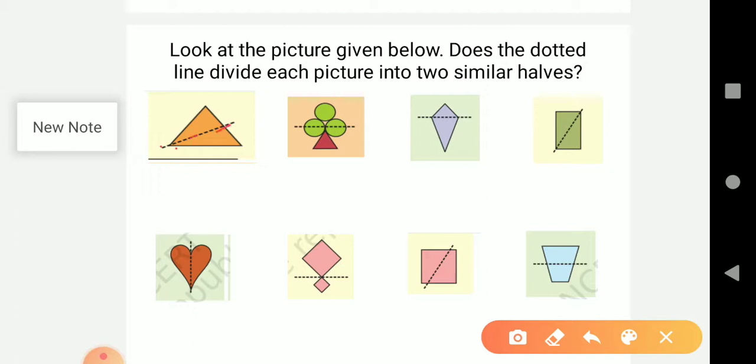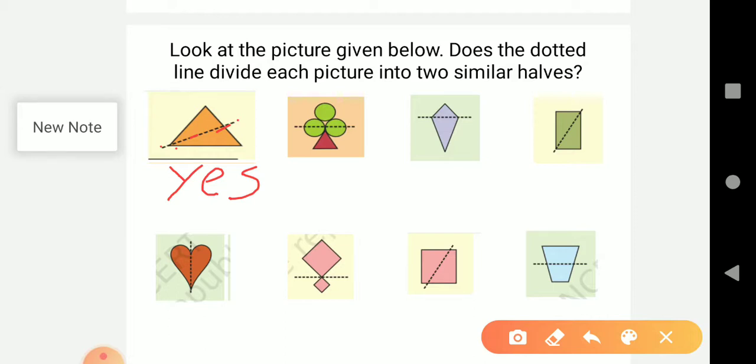The dotted line divides the picture into two equal halves. Okay, so it is... we write yes for it because it is two similar halves.